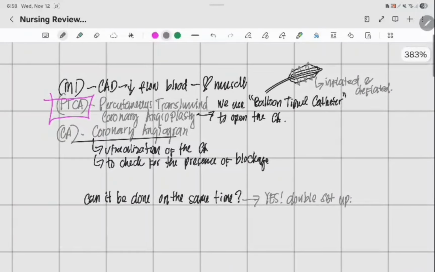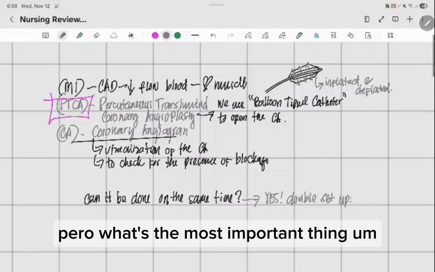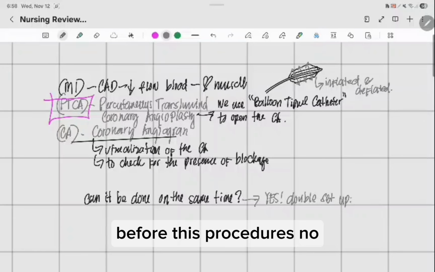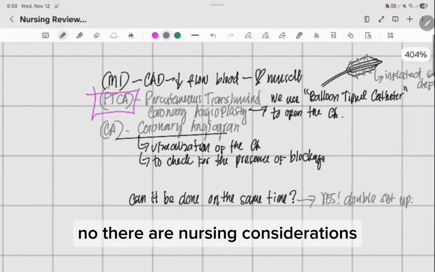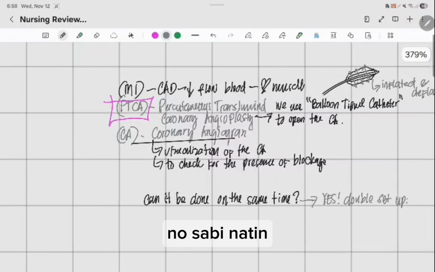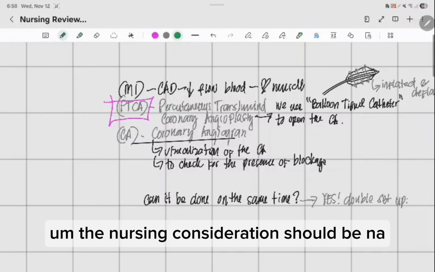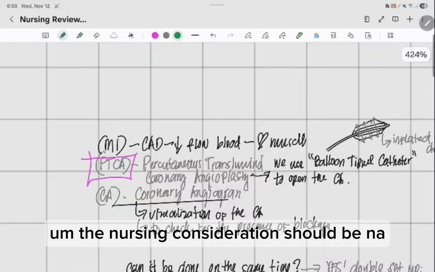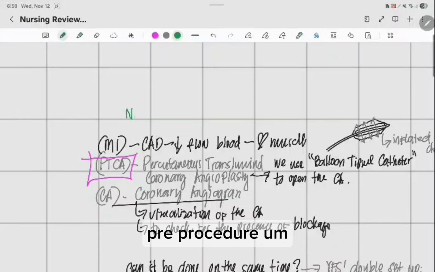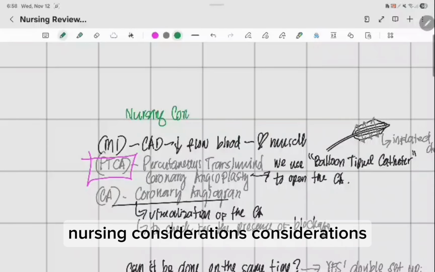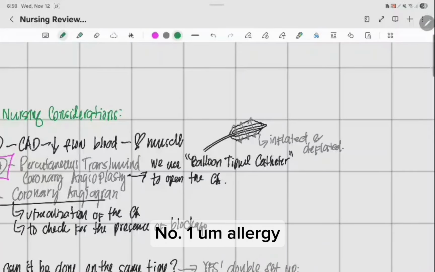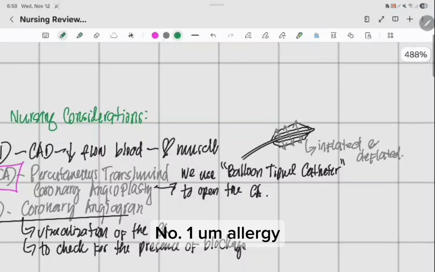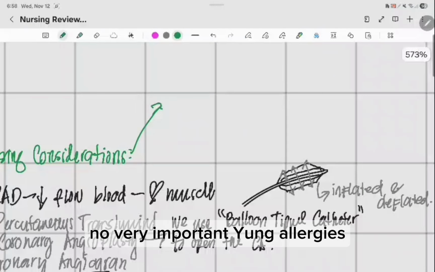So pero what's the most important thing before these procedures, no? Sabi ko nga sa inyo before, when you do these procedures, there are nursing considerations. Sabi natin the nursing considerations should be before the procedure, pre-procedure nursing considerations. So number 1, allergy. Very important yung allergies ng patient.